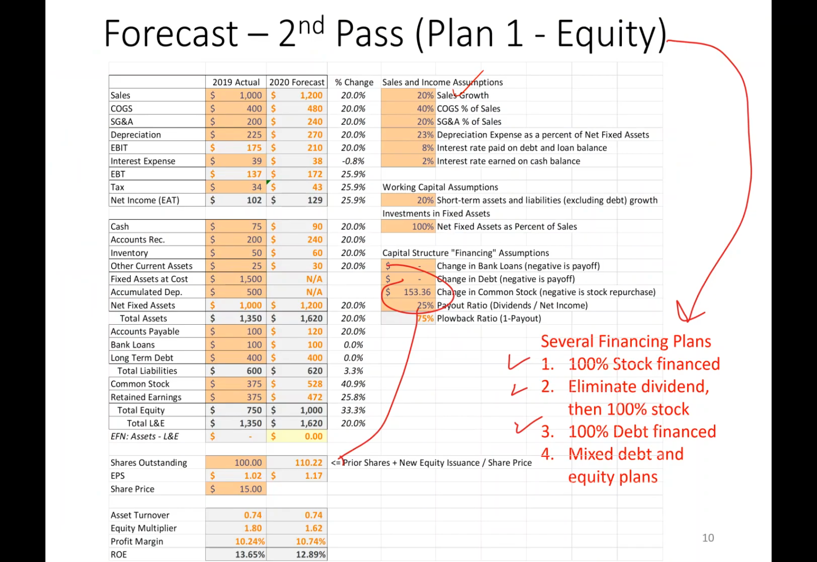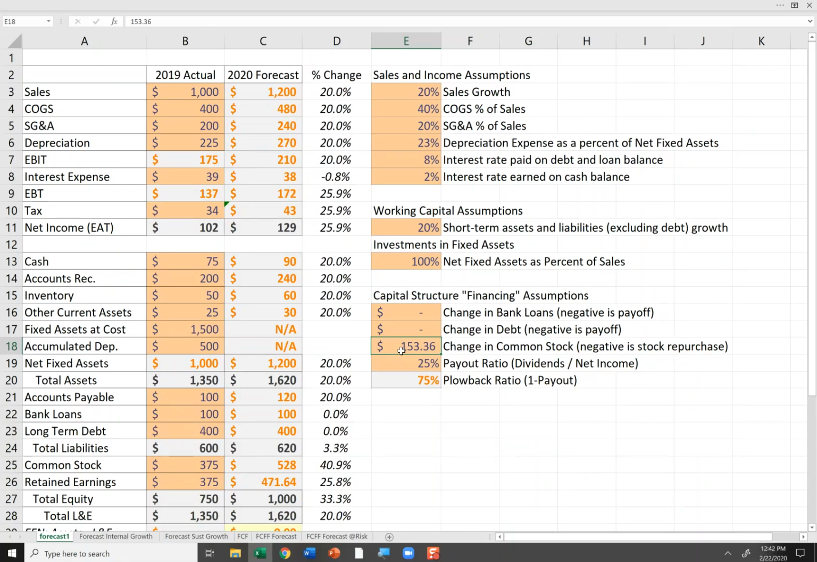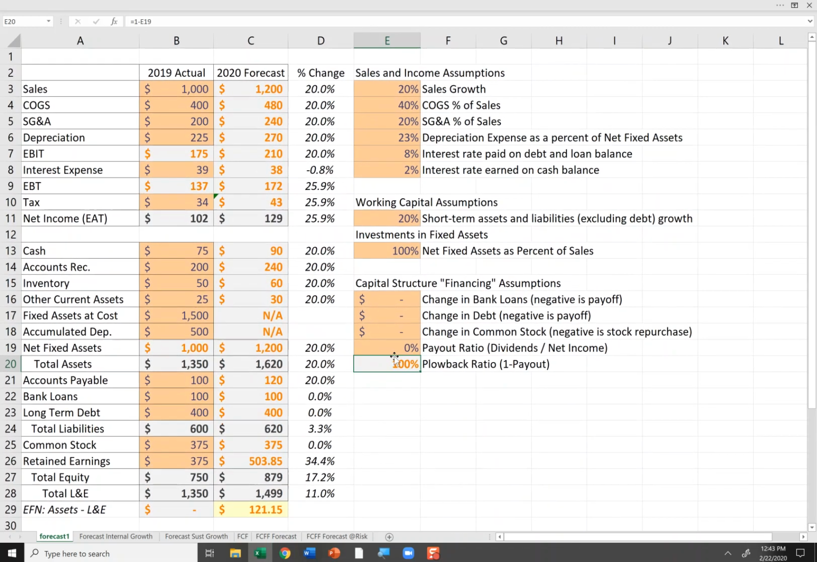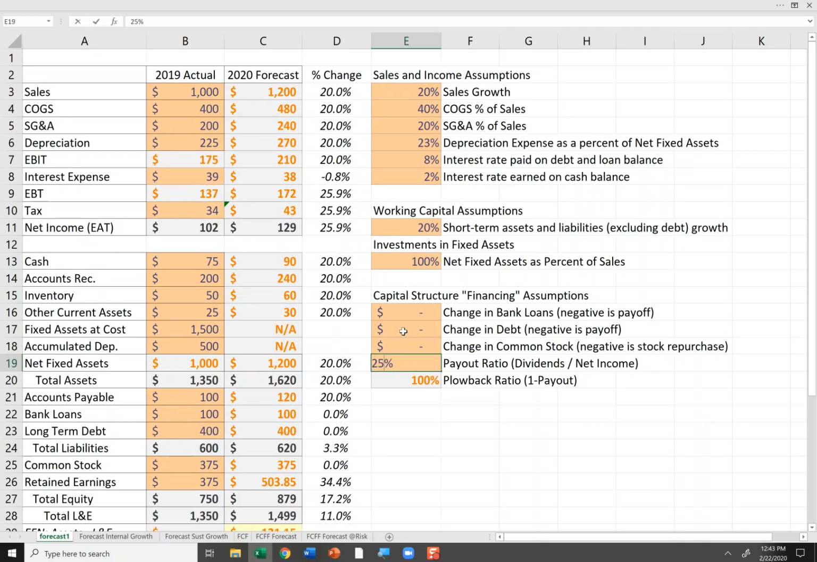The second thing we'll look at is, well, maybe before we issue common stock, let's see if we can just eliminate the dividend first. So I'm going to put this back to 0. And the question is, why pay a dividend if I'm raising stock? So one answer could be, I'm going to take the payout ratio to 0 first. Notice my EFN goes to 121, and then I could just finance the 121.15. But sometimes investors get nervous when we cancel dividends, so let's just leave that at 25%.